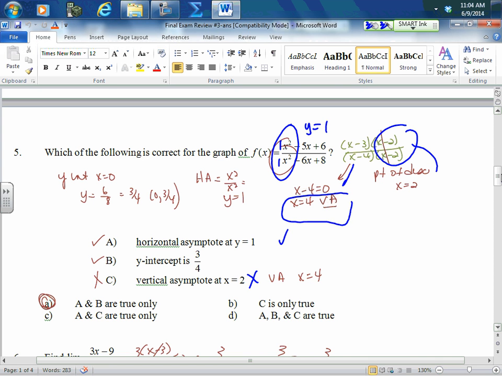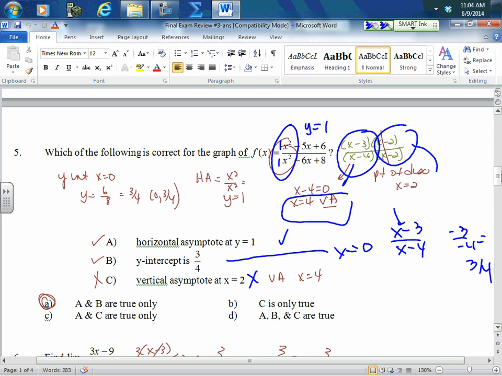And if I want, I can put the x for 0 in here. Take this piece right here and put in x of 0, so you get -3 over -4, which gives you 3/4. There's my intercept. So I have two things that were true. Then go here and do which ones are true. Don't try to do them at the same time. Cross them off one at a time.